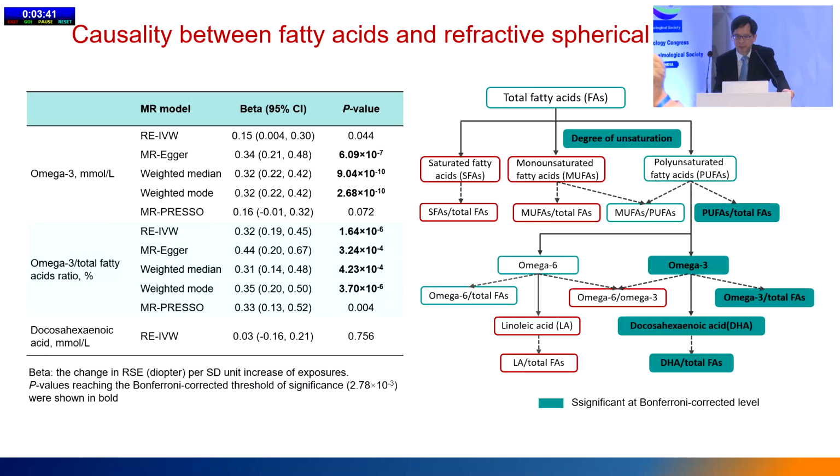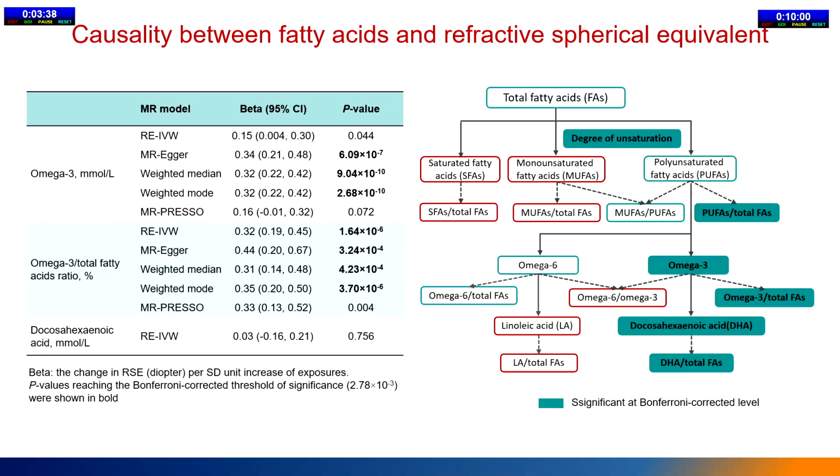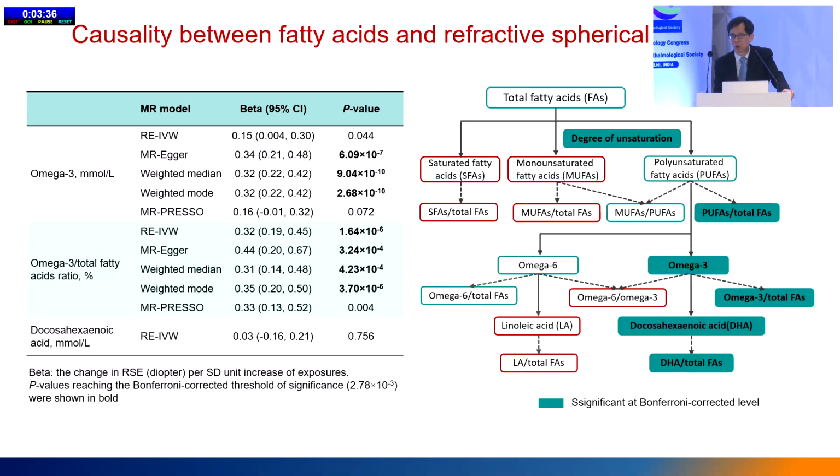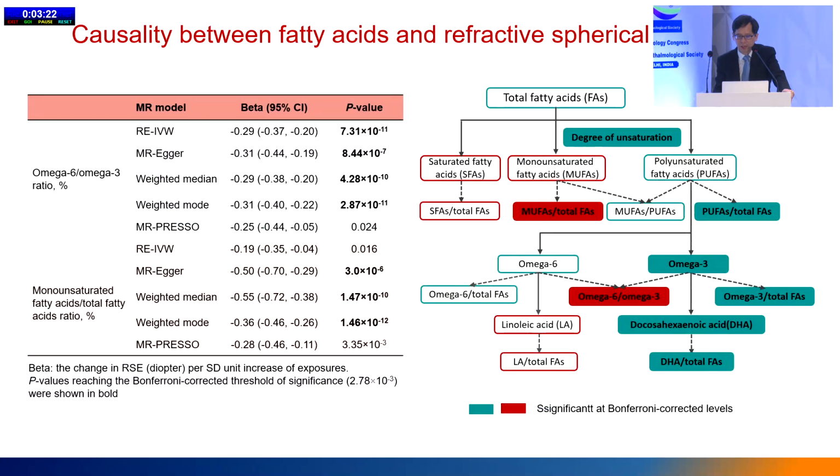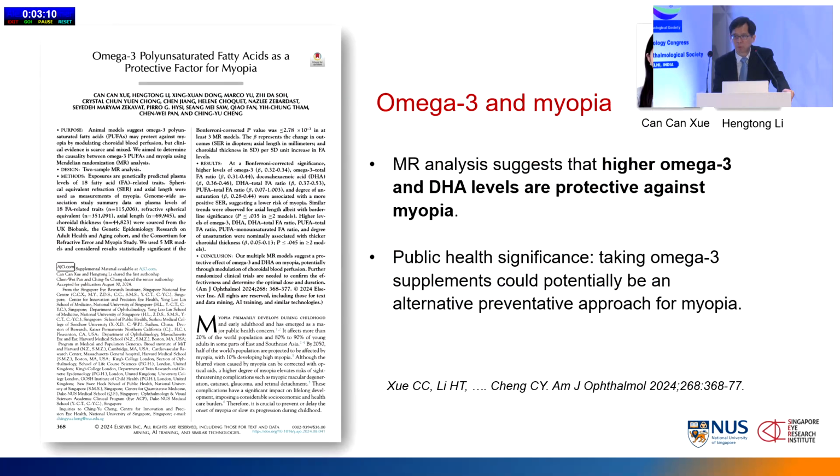This slide shows the fatty acids that are associated with a more positive spherical equivalent, that is, a lower risk of myopia. Those fatty acids are the omega-3 to total fatty acid ratio, DHA, and so on. On the other hand, this slide shows the fatty acids associated with a higher risk of myopia, which include the omega-6 and omega-3 ratios. So in summary, MR analysis suggests that higher omega-3 and HDL levels are protective against myopia.